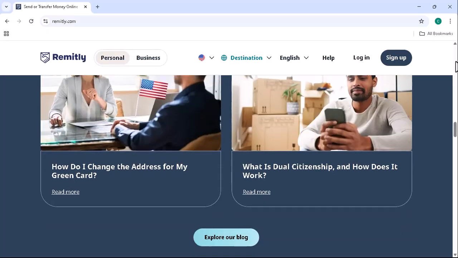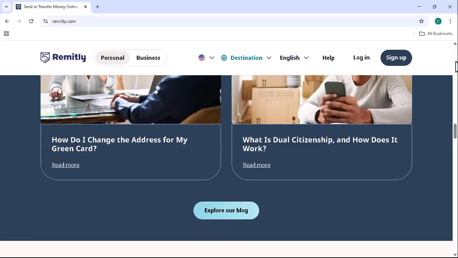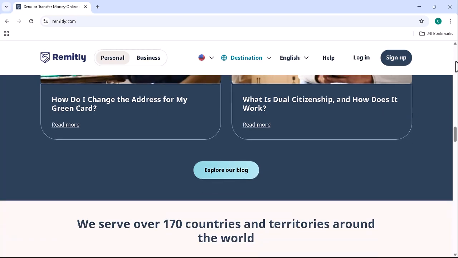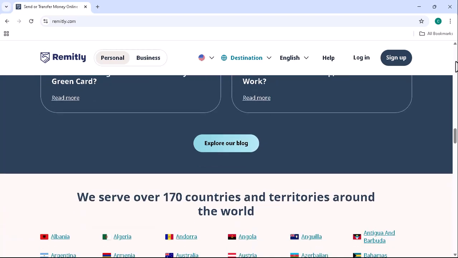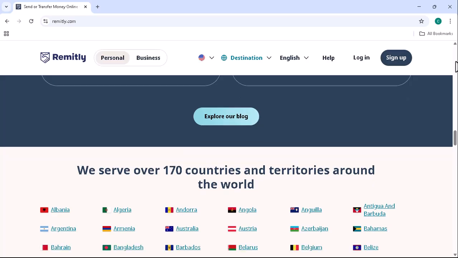It's always a good idea to verify your limits before you initiate a large transfer to avoid any delays or issues.